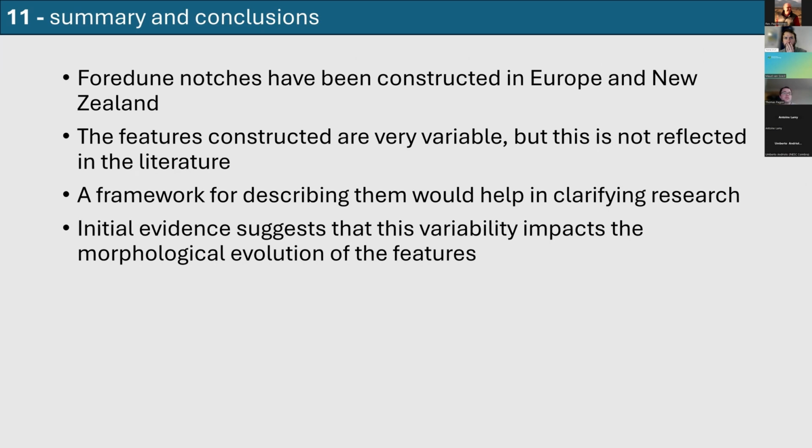So to summarize, foredune notches are constructed in Europe and New Zealand. France and New Zealand ones are quite different and quite unique. But having said that, across all sites, they are very variable, but it's not reflected in the literature or in the language that we use. So some kind of framework similar to that used in blowouts or other features might be useful in clarifying research. And initial evidence from ongoing work suggests that this variability does impact the morphological evolution of these features.